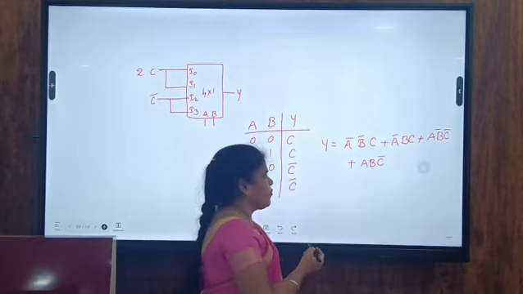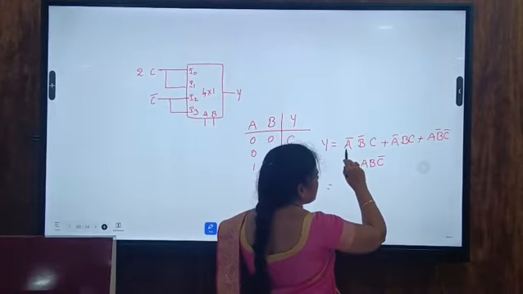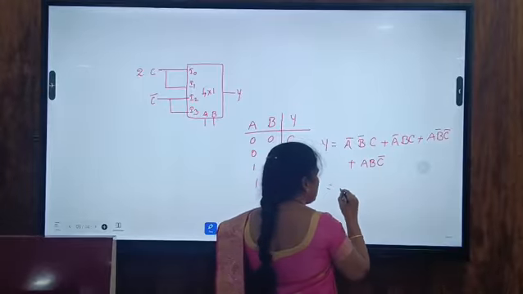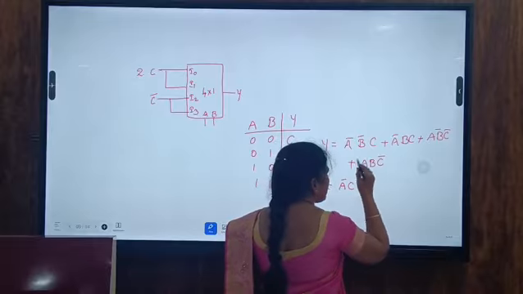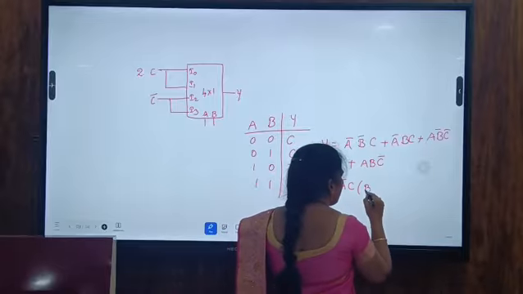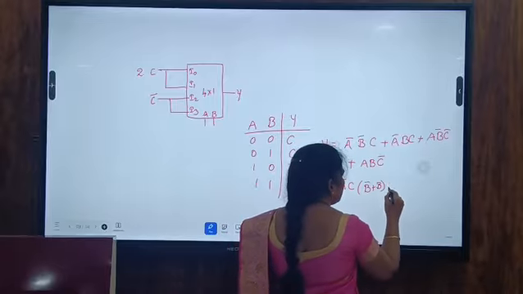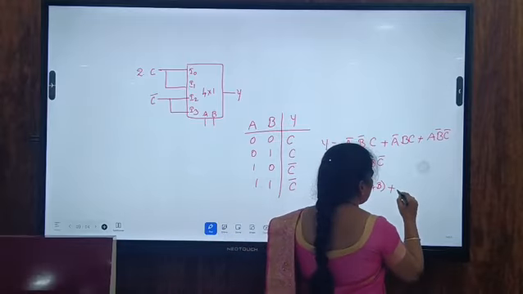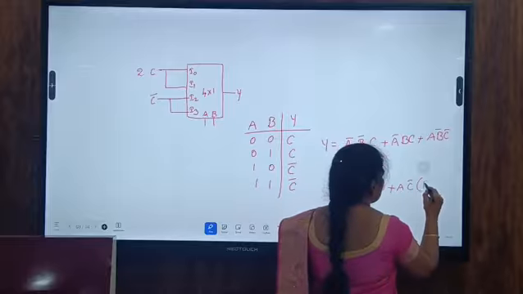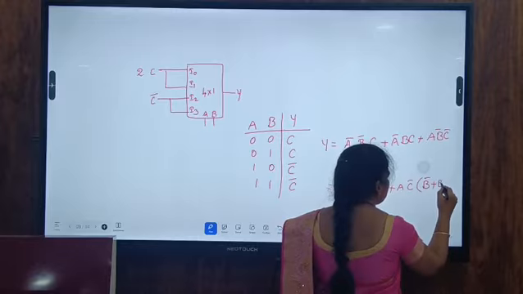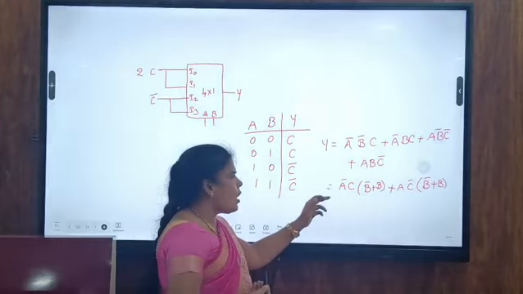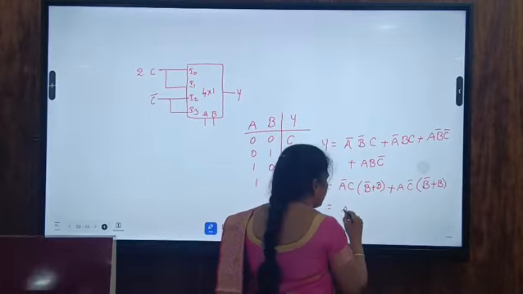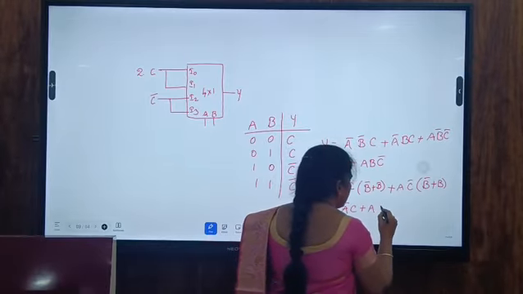Now we have to simplify this one. For that, first consider the first two terms. In that, A bar and C are common. So we can write A bar C as a common factor, then we have B bar plus B. In the third and fourth terms, the common terms are A and C bar, and again we have B bar plus B. Already we know that B plus B bar equal to 1. So this can be written as A bar C plus AC bar.